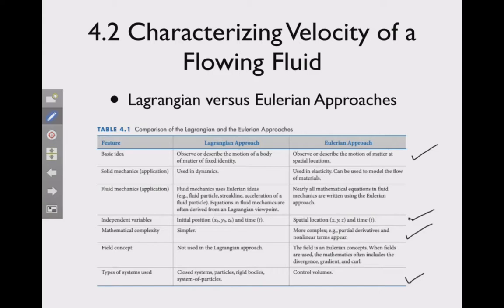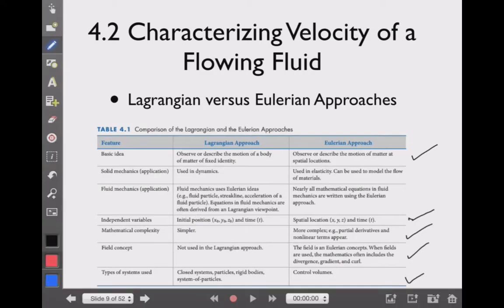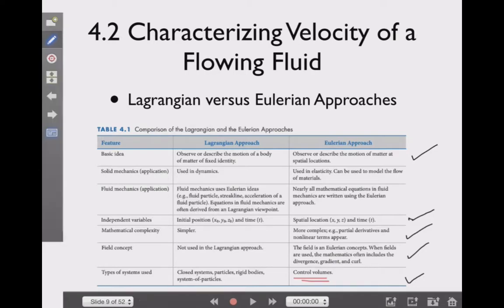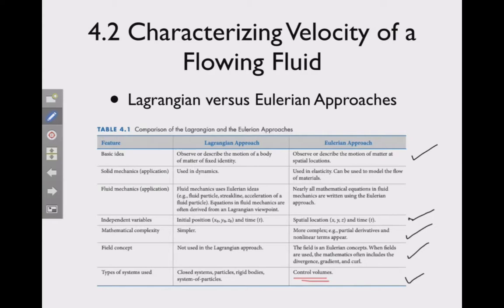The field concept is used in the Eulerian approach, and I told you a minute ago how to express the velocity field. And this is really the key point here, that we will be using control volumes to solve rather difficult problems in fluid mechanics. This is a real key part of this semester, to use the Eulerian approach to solve problems of mass, momentum, and energy.